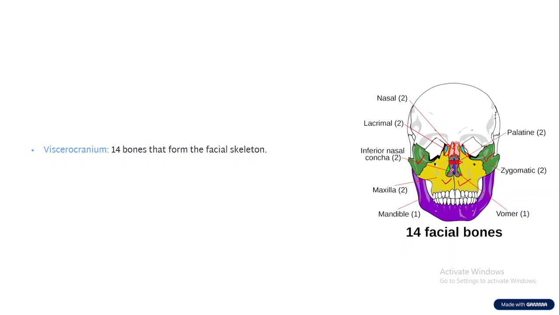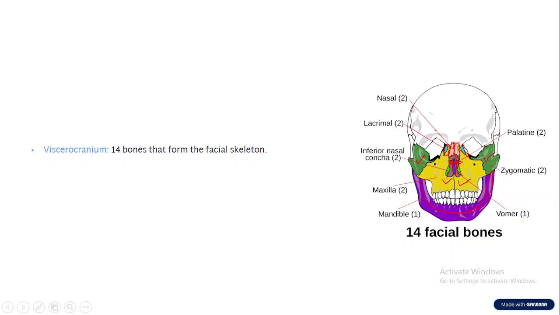And then there are palatine and zygomatic, and after that there is a single bone which is present in the nasal skeleton, that is the vomer bone. So these are 2 nasal bones, 2 lacrimal bones, 2 inferior nasal conchae, 2 palatine bones, 1 vomer bone, 2 zygomatic bones, and 2 maxillary bones, and 1 single mandible. Mandible is a single structure, that is not a paired bone.